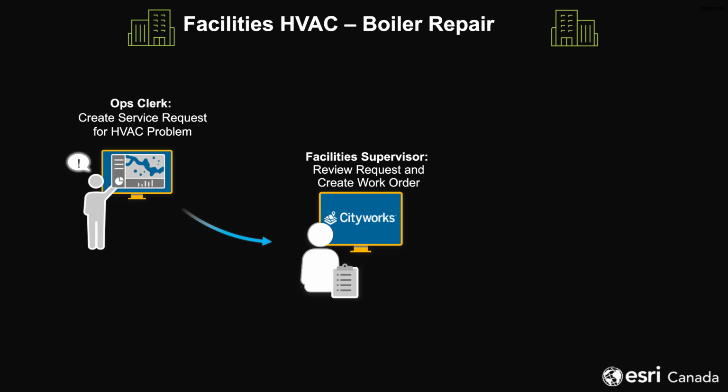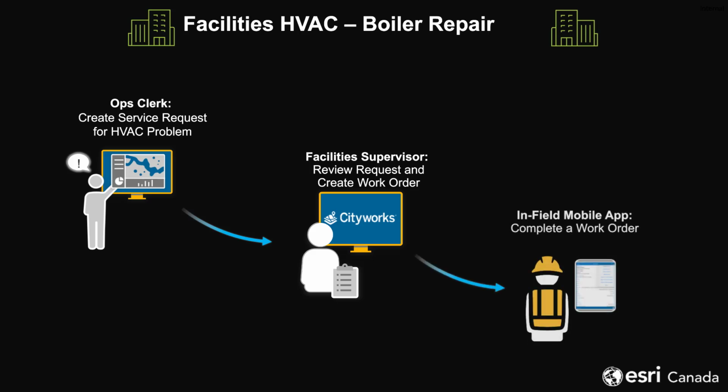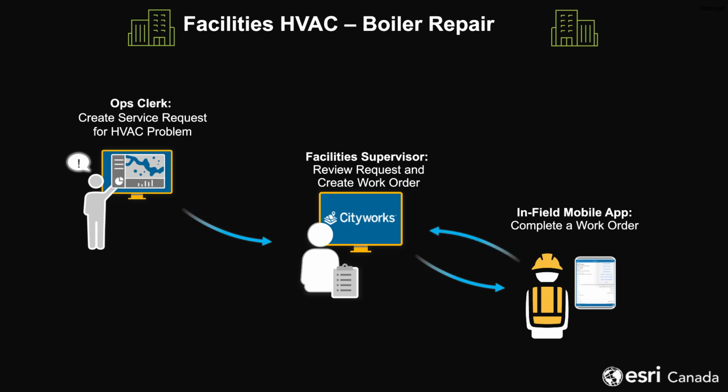From here, we're going to go ahead and assign it to our field worker, who's going to go out to the field and complete the work using the Cityworks mobile app. Once completed, it'll be picked up again by the office supervisor, review it, and close it. Once closed, the person who submitted the request will receive notification.